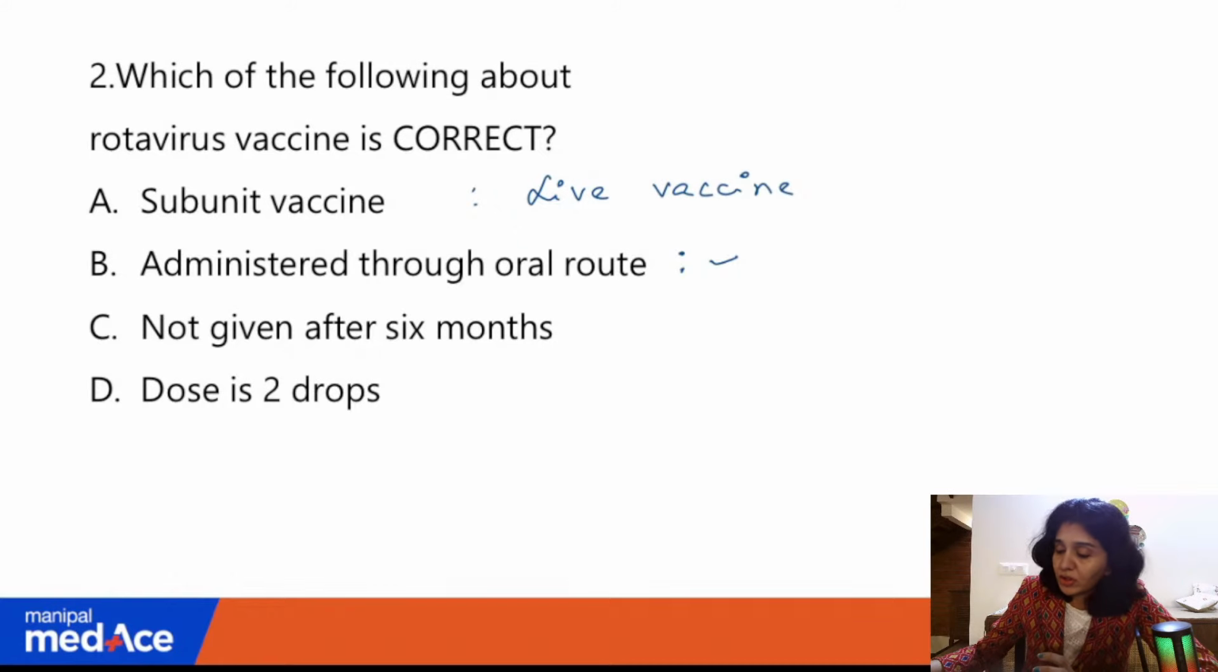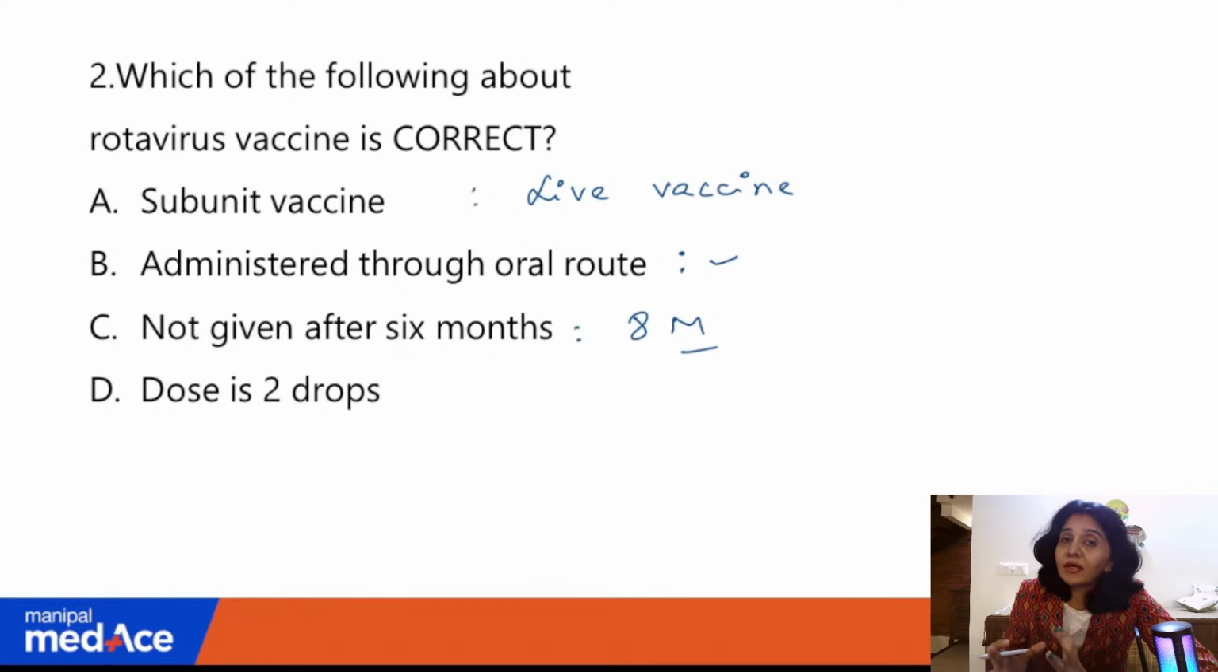So this is the correct option. Let us look at the other options as well. "Not given after 6 months." Alright, so this is wrong. Most of you thought that since the schedule is 6, 10, 14 weeks, this is wrong. It is not given after 6 months. Actually, the guidelines say it can be given up to 8 months. After 8 months you cannot give because the chances of intussusception are more.